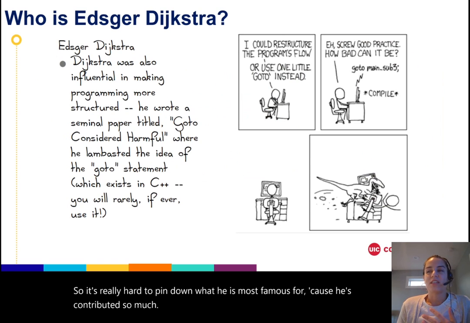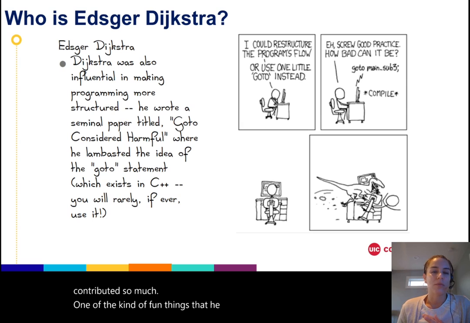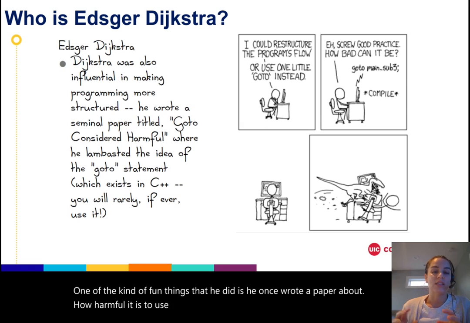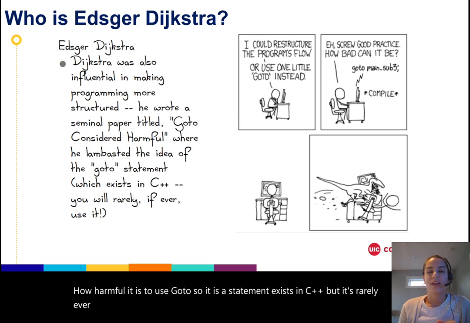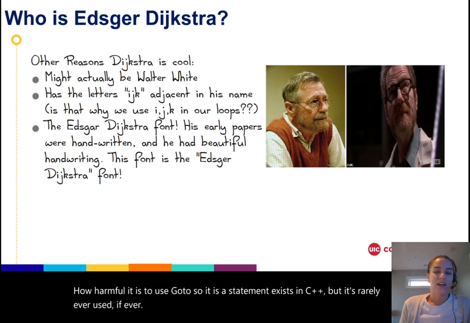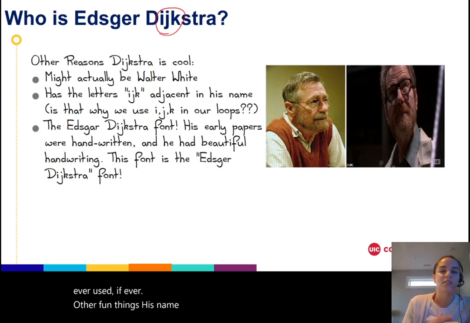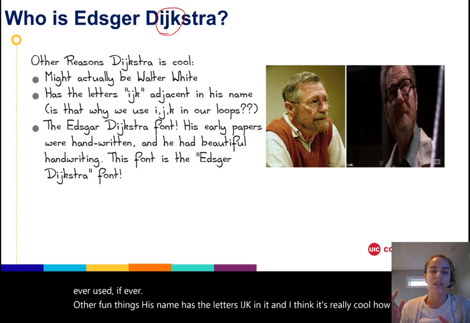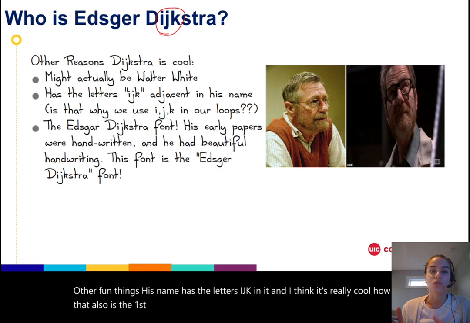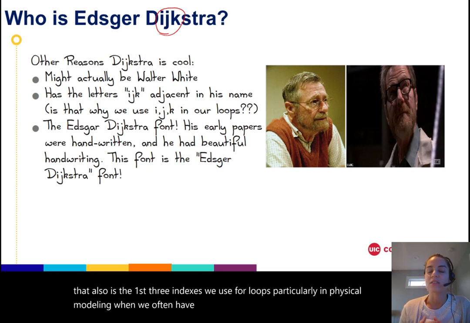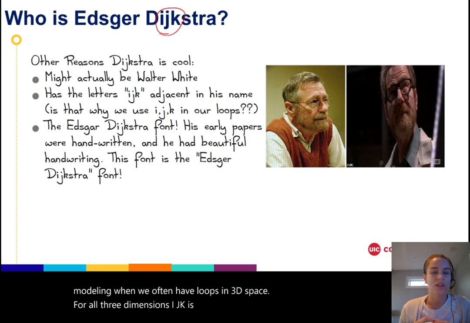One of the fun things that he did is he once wrote a paper about how harmful it is to use goto. It is a statement that exists in C++, but it's rarely ever used, if ever. Other fun things, his name has the letters IJK in it, and I think it's really cool how that also is the first 3 indexes we use for loops, particularly in physical modeling when we often have loops in 3D space for all 3 dimensions. IJK is the standard notation for that.